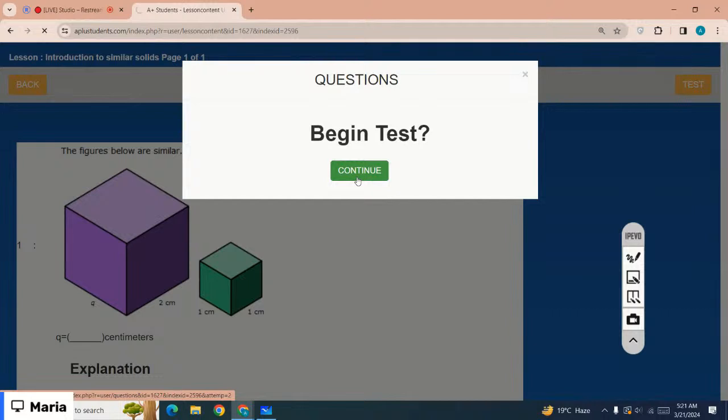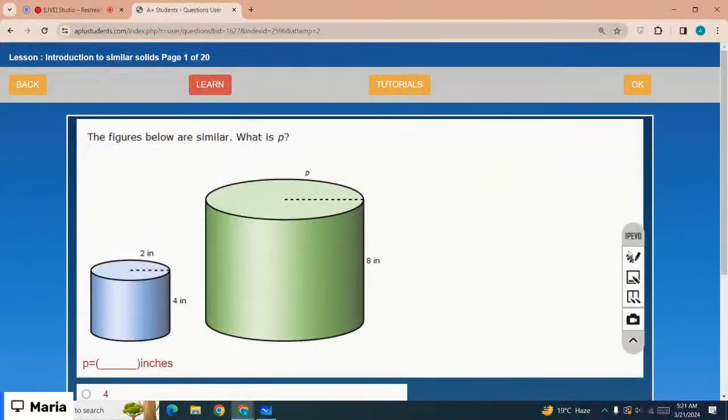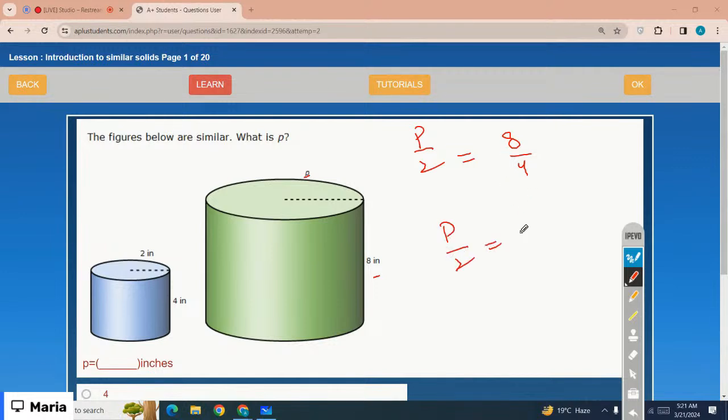The figures below are similar, find the value of P, right? So just form the proportion between the similar sides, that is P divided by 2 equals 8 divided by 4. So P equals 8 times 2 divided by 4, so that is 4. That means P equals 4. The correct option is P equals 4, right?